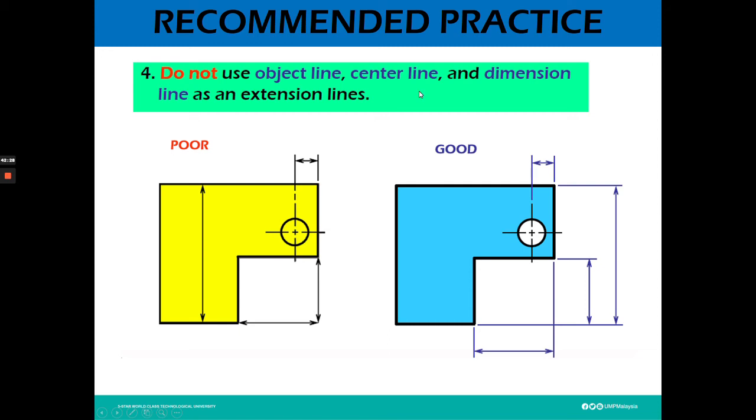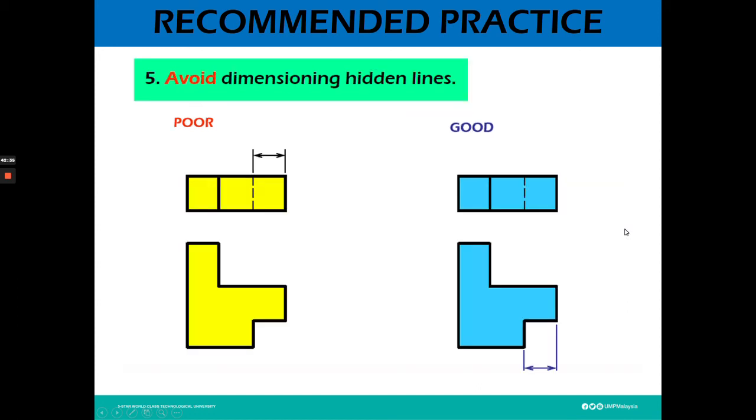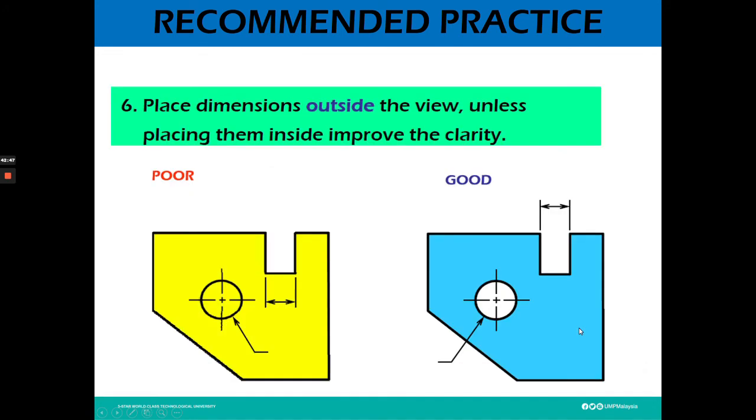The object line, the center line, the dimension line and the extension line must not be inside, always on the outside. Okay, that has already been explained previously. Avoid dimensioning hidden lines as well. Hidden lines must not be dimensioned. And then the outside view, unless you place them on the inside of the hole, okay, that is correct, but not the inside of the drawing.